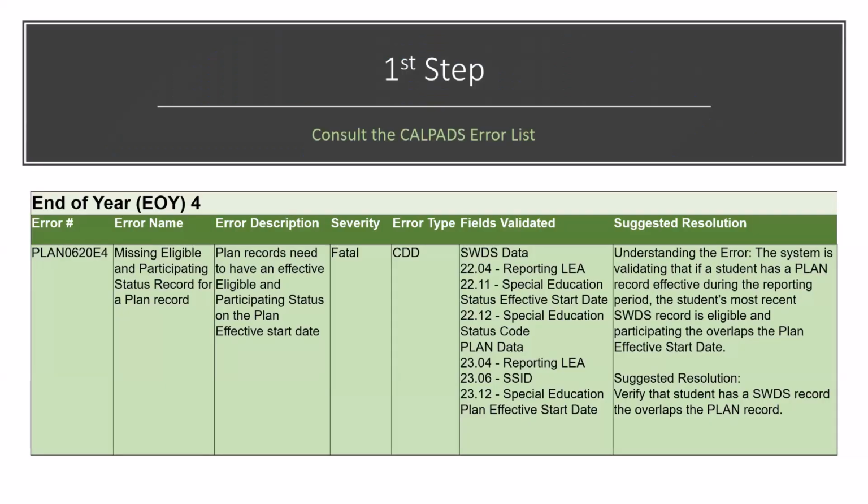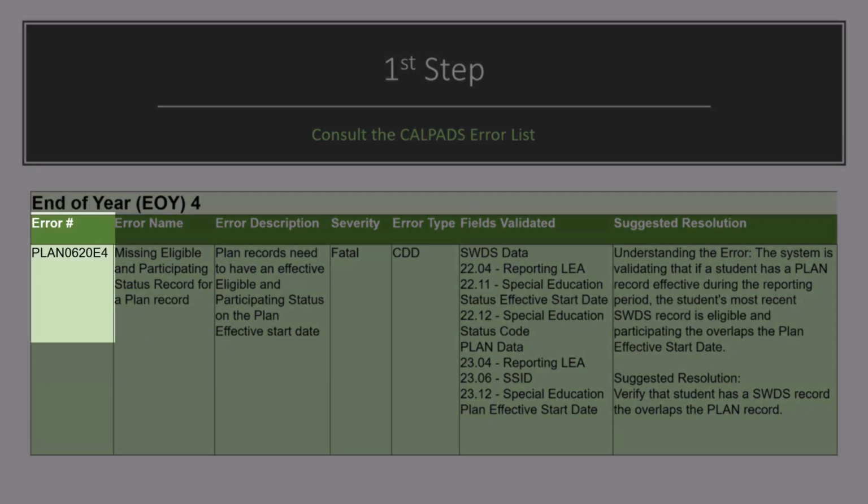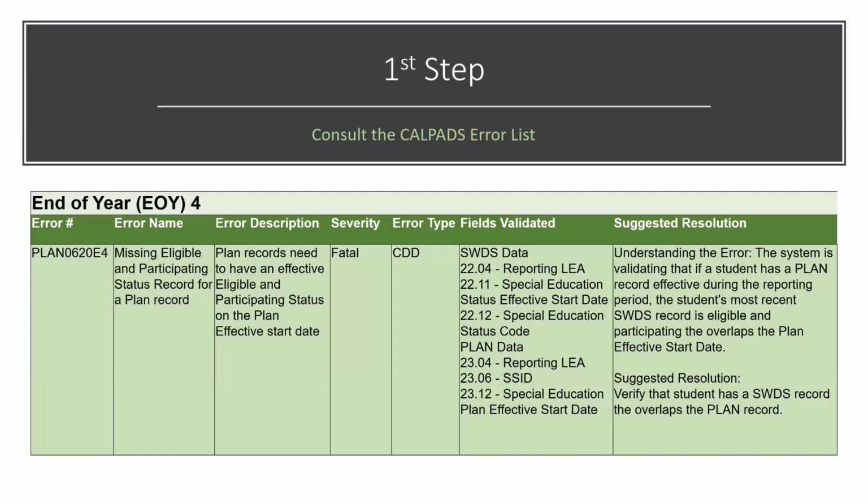The first step when troubleshooting any error in CALPADS is always to consult the CALPADS error list. And so here we have a screenshot of the CALPADS error list in an Excel spreadsheet form. Starting with the far left, you can see the error number PLAN0620E4. The E4 indicates this is the end of year 4 version of the error.